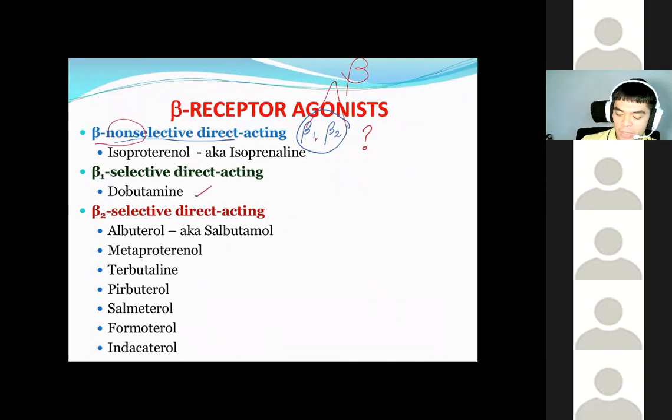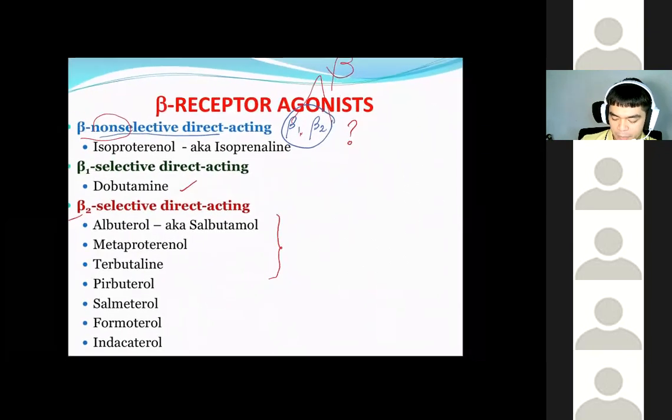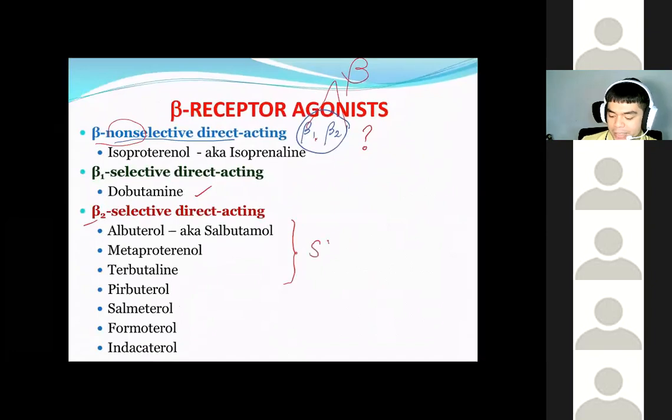Example naman ng beta-1 selective agonist is dobutamine. And for beta-2, medyo marami tayong examples like albuterol, also known as salbutamol, metaproterenol, terbutaline, and pirbuterol. These agents up until pirbuterol are SABAs. Okay, these are SABAs. When we say SABAs, ang ibig sabihin ng SABAs ay short-acting beta agonists. Okay, so these are short-acting beta agonists.